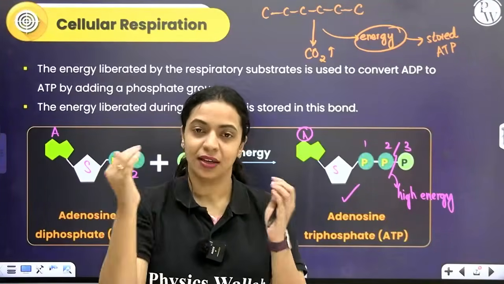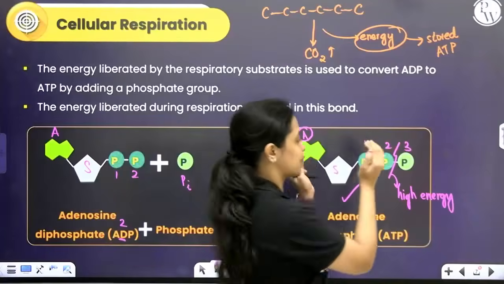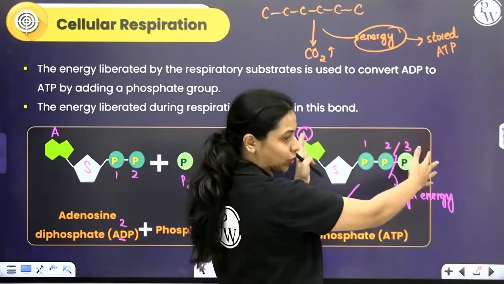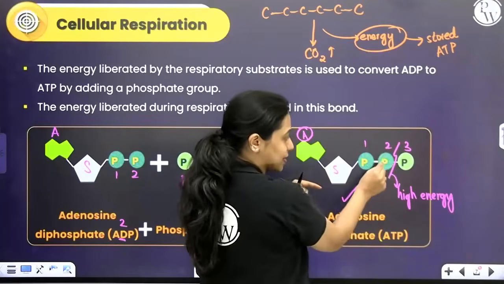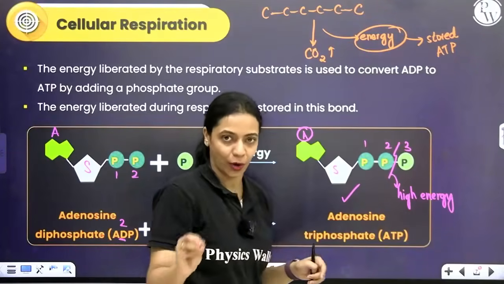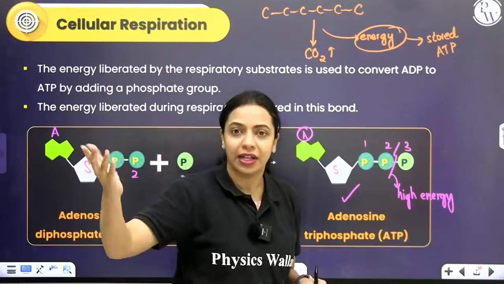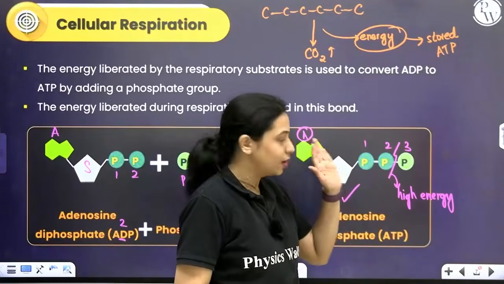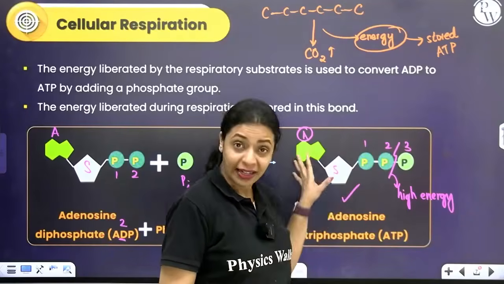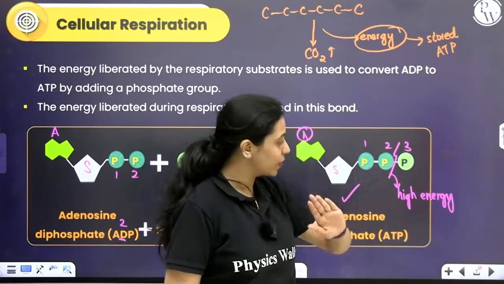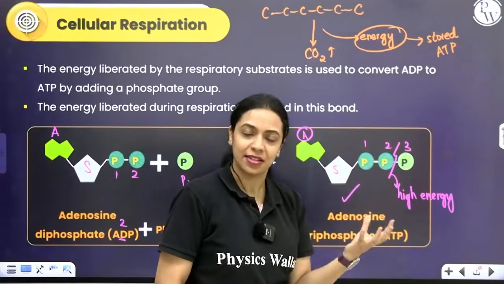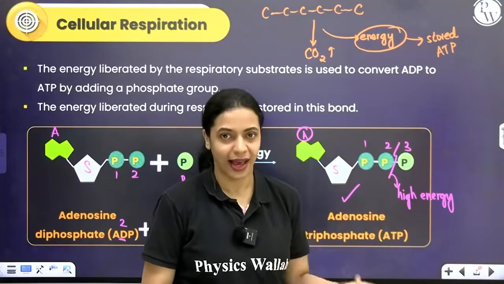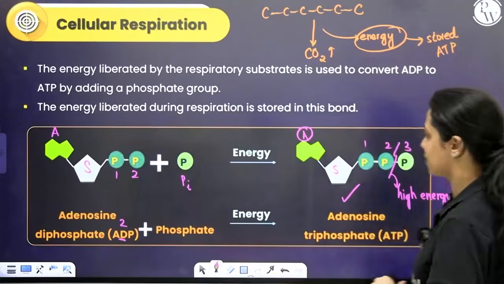Whatever energy is released, that energy is trapped inside this molecule. The energy that is released here is utilized here to synthesize this molecule. This bond here between the second and third phosphate is a high energy bond. Whenever at whatever time the cell requires energy, this molecule will break. ATP will become again ADP and inorganic phosphate. When this bond here breaks, energy is released. That energy will be utilized by the cell to perform metabolic activities. Alright, I hope that is clear.